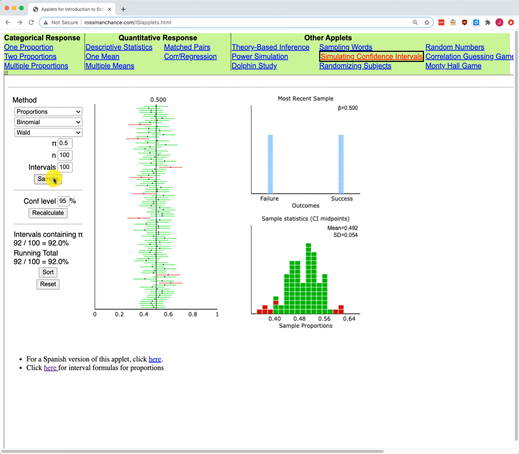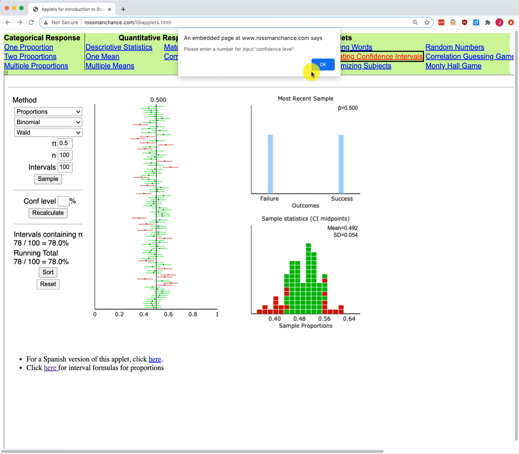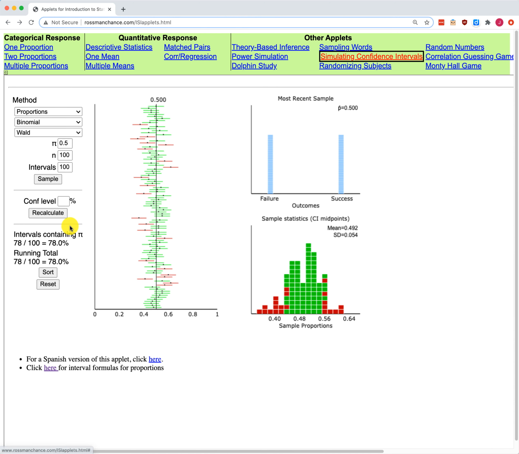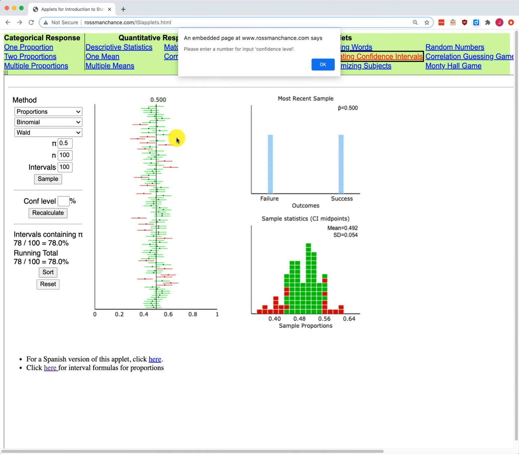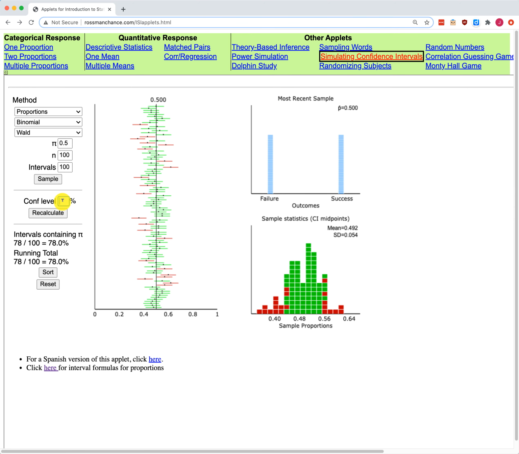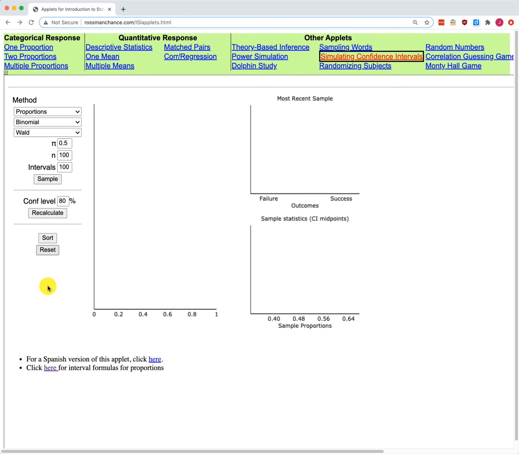Here's another thing that I want you to notice. Change the confidence level from 95 down to 80. So there's 80% confidence intervals. Actually, let's reset here. Let's start all over again. Oops, it doesn't let me do that. Type in 80. All right, we're going to start fresh.